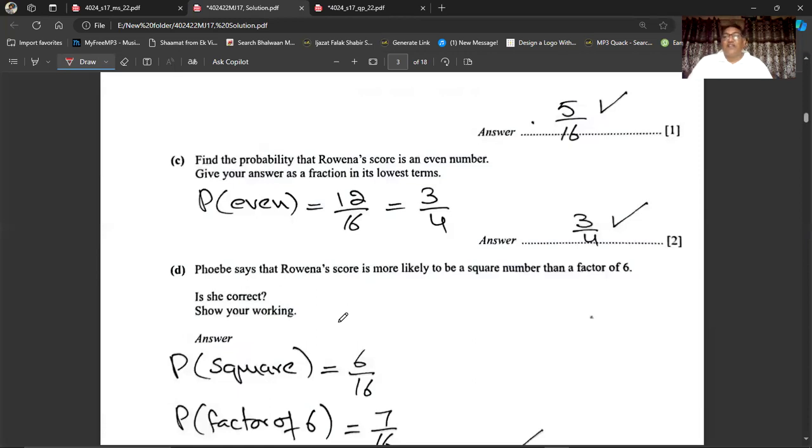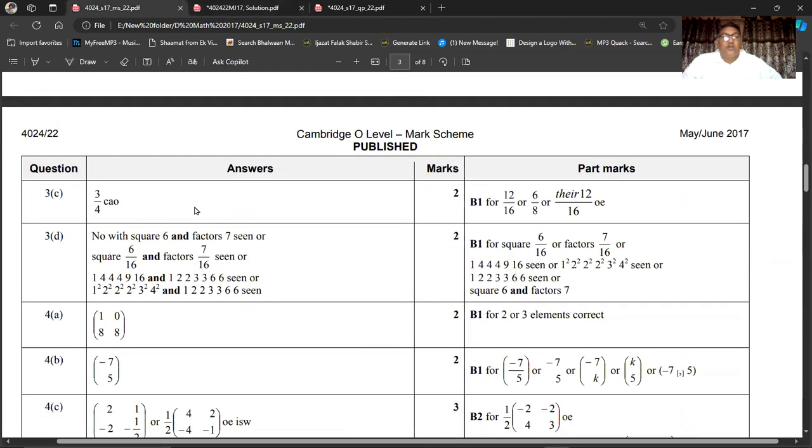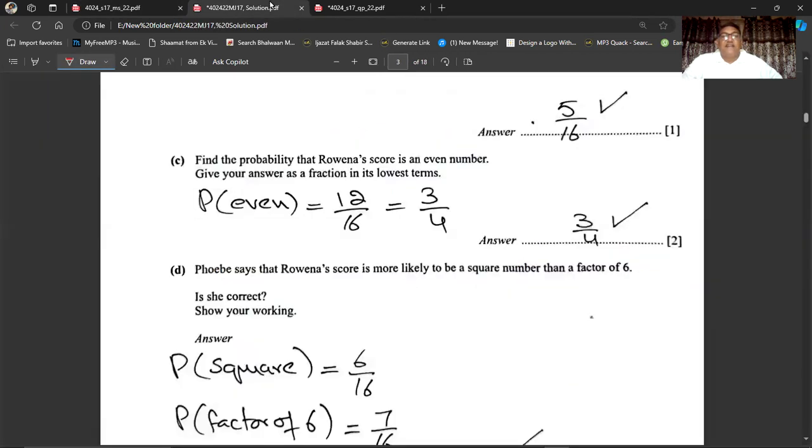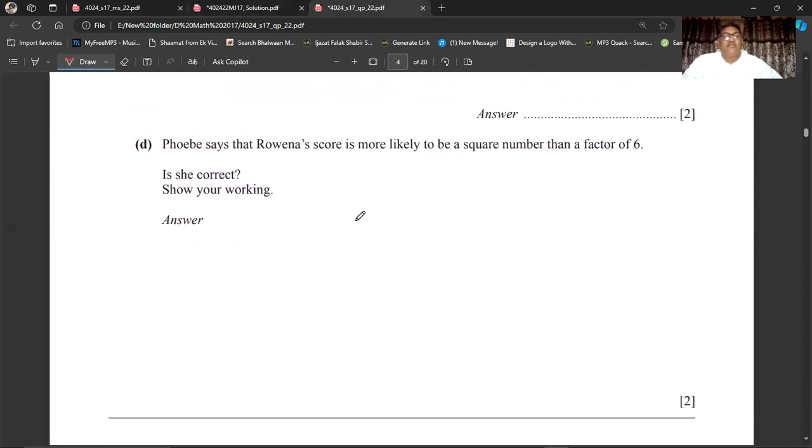So when you cancel both the numerator and denominator with the 4, you get 3 by 4. So 3 by 4 is my answer. So here we go. 3 by 4 is the right answer, sir. So this is how it is done. I hope you understand. Then we have question number 3, and it's D part. It's a 2 marks question.